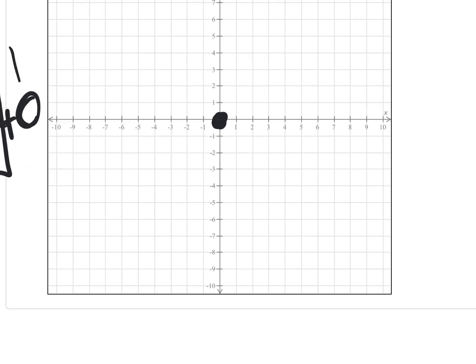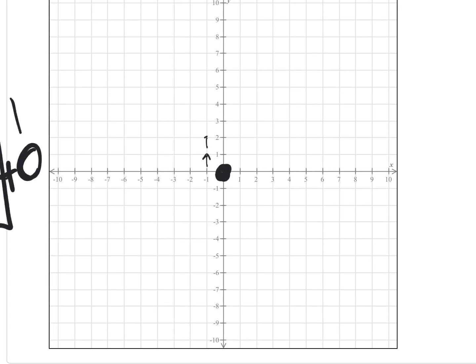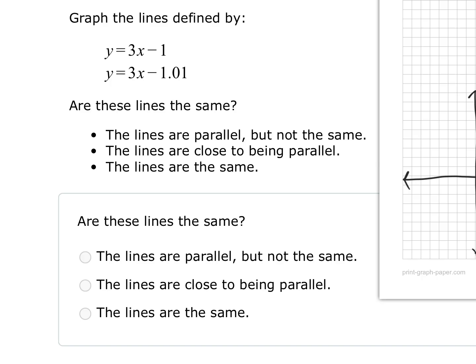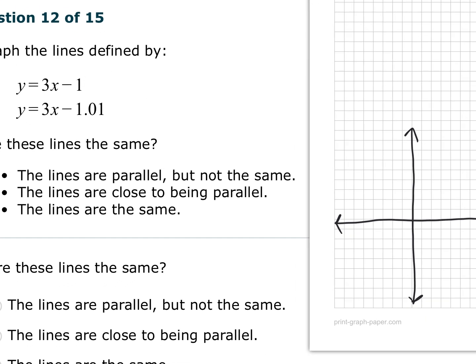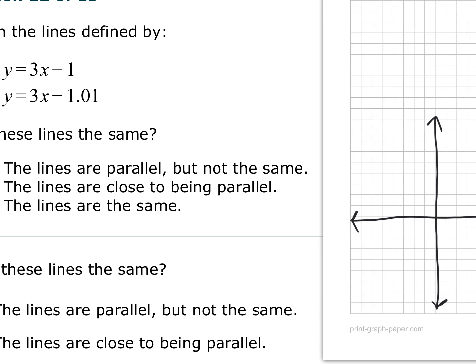And now with a slope of 2/3, I can rise 2 units from the intercept and run 3 units. And there's my line. This is asking us to compare the two equations for these lines. It doesn't ask you to graph, but I feel like I need to represent the graph so that you can see. But the slope is 3 for both of them. It's the y-intercept that's different.